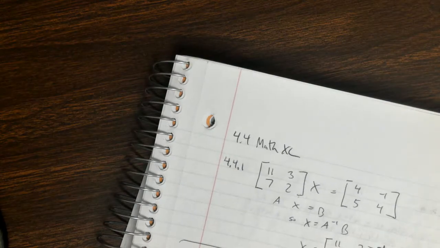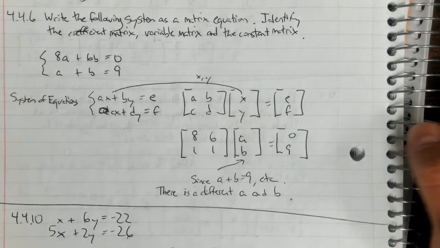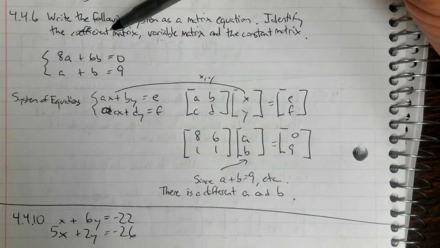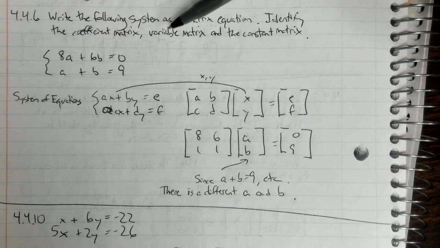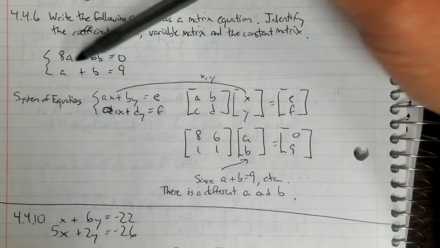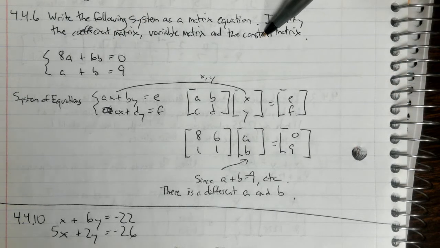Okay, on your next one, it says write the following system as a matrix equation. Identify the coefficient matrix, which are the numbers in front, the variable matrix, which in my case is A and B. That's what our answer is going to be. And then the constant matrix.